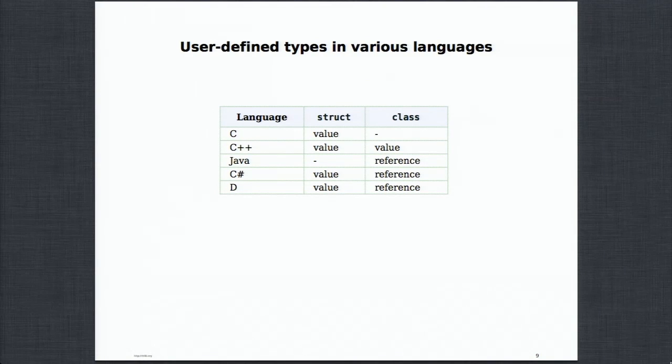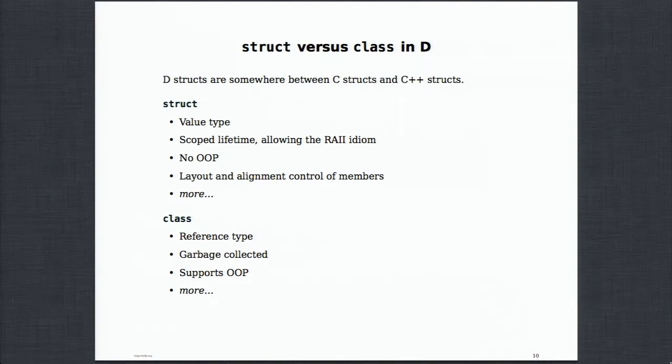C# and D see it differently, and there is a value in a value type. Oh, that was a pun. And there's some value in reference types. So simple. In D, structs are value types and classes are reference types. They are different, and I say these structs are somewhere between C and C++ structs because they are not as capable as C++. For example, they don't have object-oriented programming features. They don't support that.